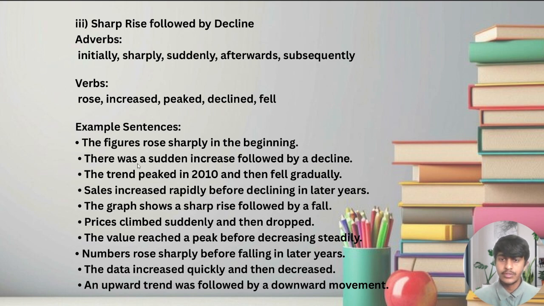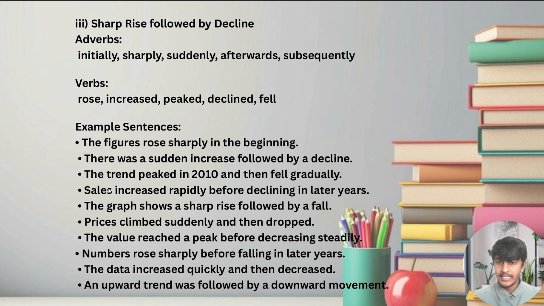Number 2: there was a sudden increase followed by a decline. This sentence clearly explains a two-stage trend. Number 3: the trade peaked in 2010 and then fell gradually. This sentence shows the highest point in 2010 and the following decline.